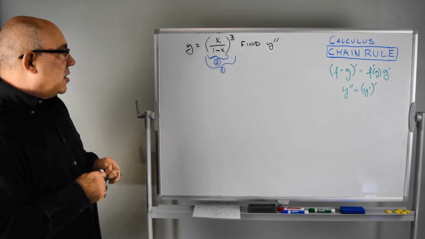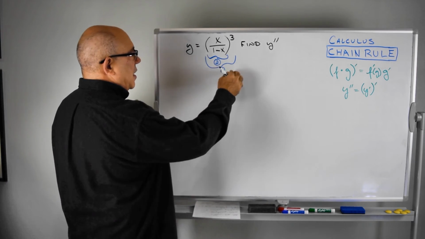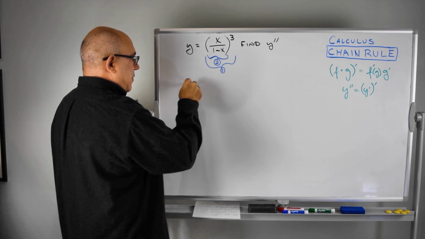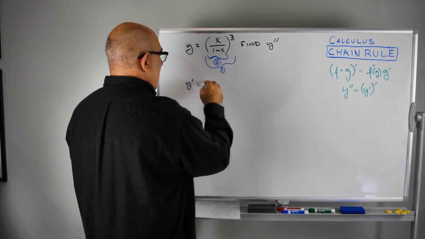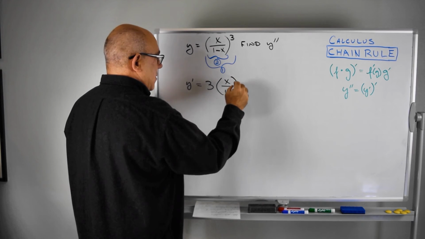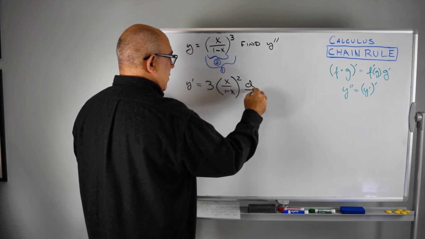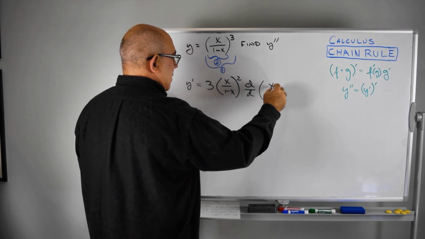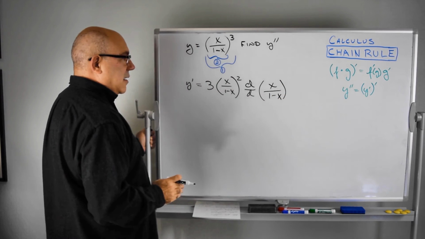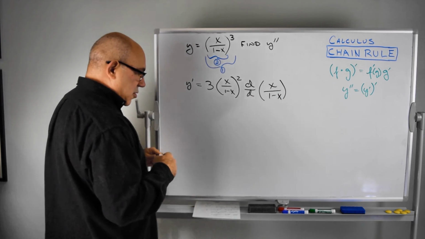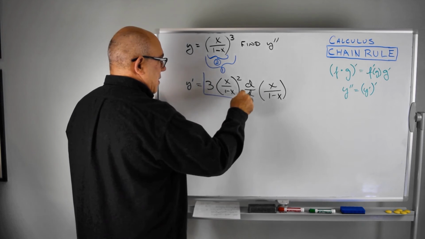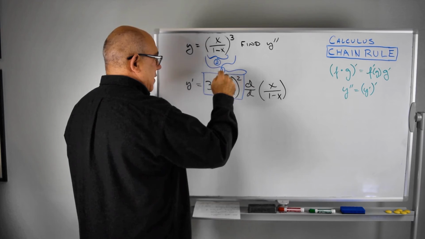Okay, so let's jump in. What we're going to do, like we always do with the chain rule, is start on the outside and work our way inside. So the initial part of this is going to be y prime equals 3 times (x over 1 minus x) squared times the derivative of x over 1 minus x. Now, right away you can see that this piece is going to be the quotient rule, but before we get into that, let's circle this piece and put a 1 around that, because that's the first part.